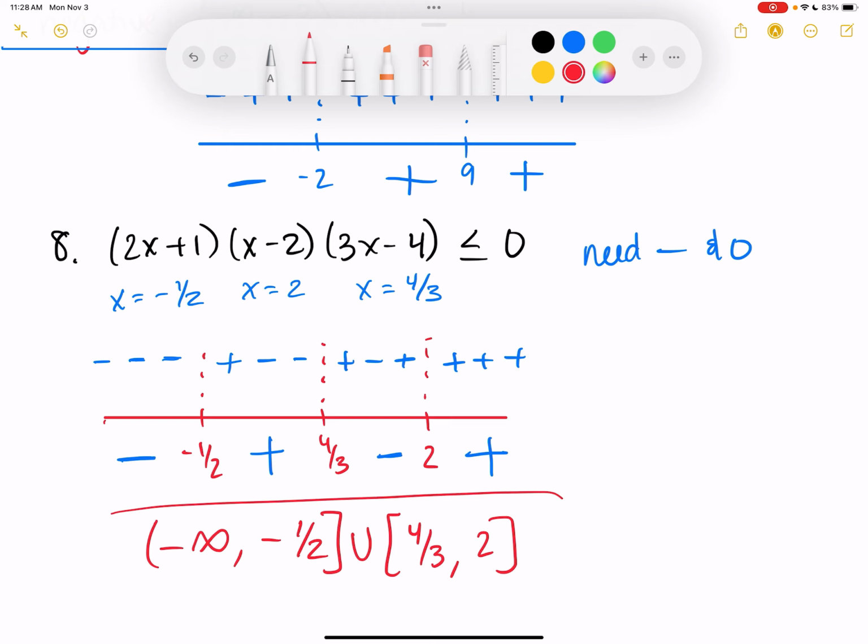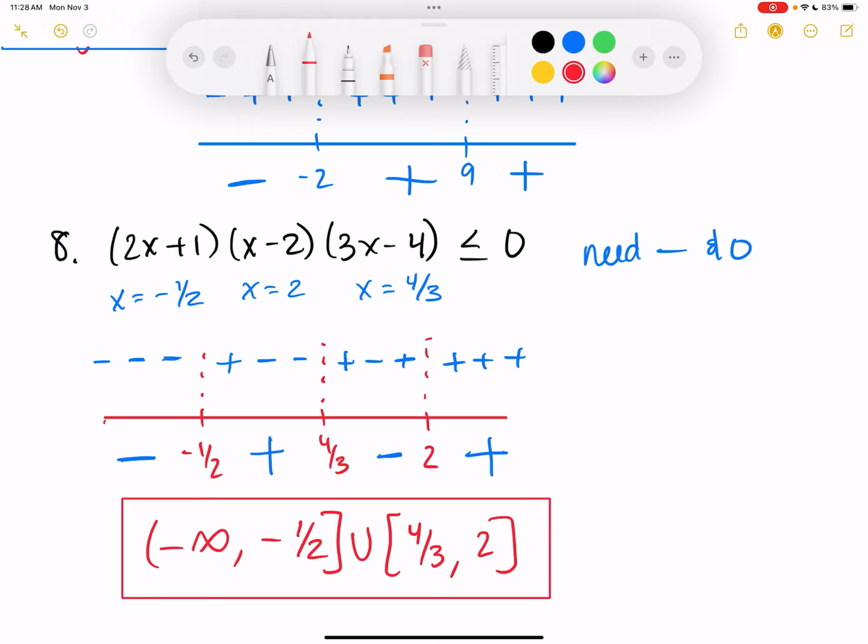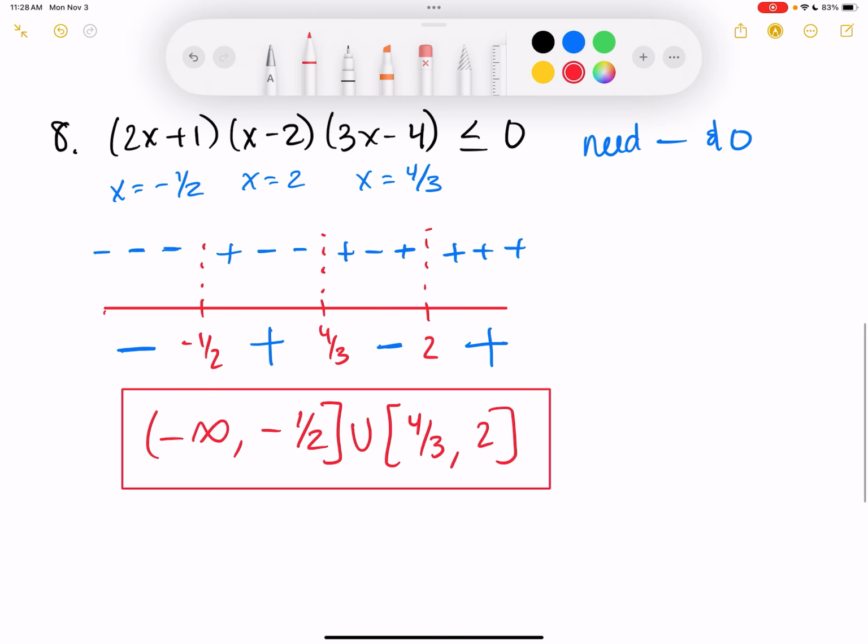So your answers for the inequality ones are a little different than for the equalities, obviously. Wait, why don't we have 2 to infinity? Because it's positive. Because 2 to infinity is positive.